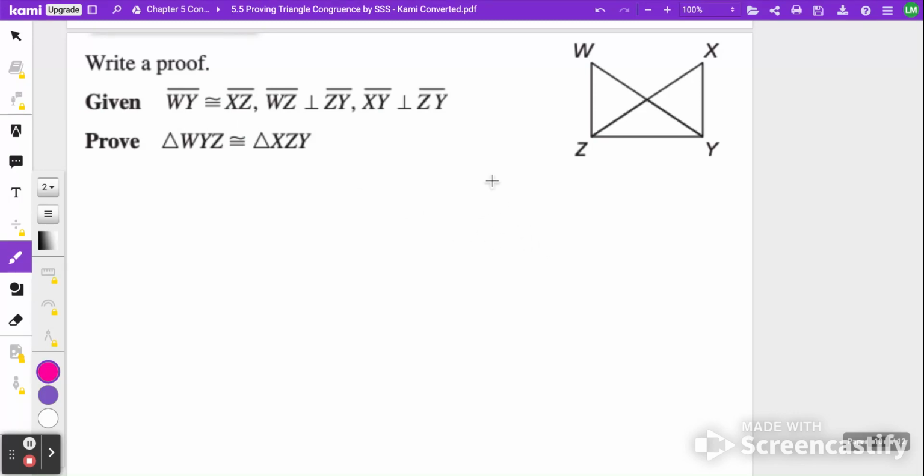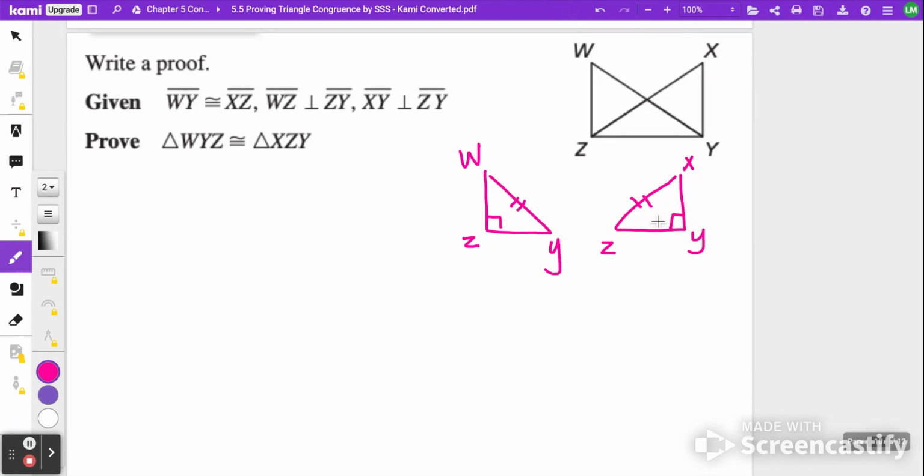Something that might benefit us is separating these two triangles that are overlapped so we can clearly see what matches with what. So this one's W, Z, Y, and then this one up here is X, Y, Z. Okay, and it says WY is equal to XZ, so I'm going to go ahead and put some tick marks here. It also says WZ is perpendicular to ZY, which means this has a right angle, and then XY is perpendicular to ZY, which is also going to create that right angle.